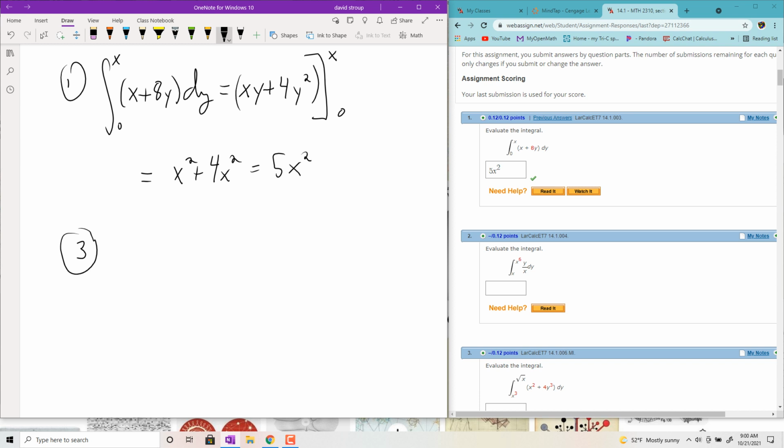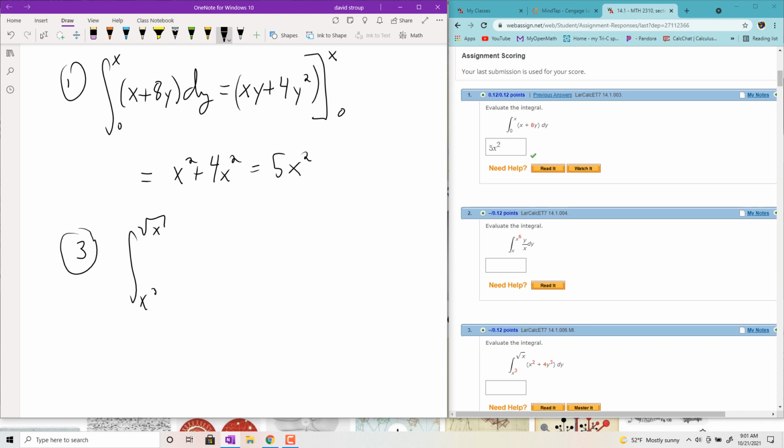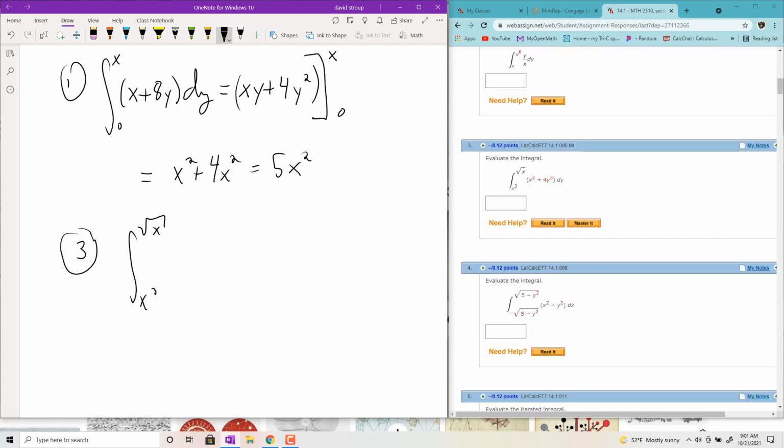So let's try number 3. The integral from x cubed to square root x of, and we're doing both of these. Do they have one with respect to x? Oh, here we go. Let's try number 4 then.